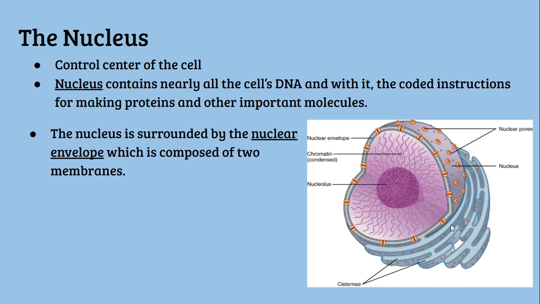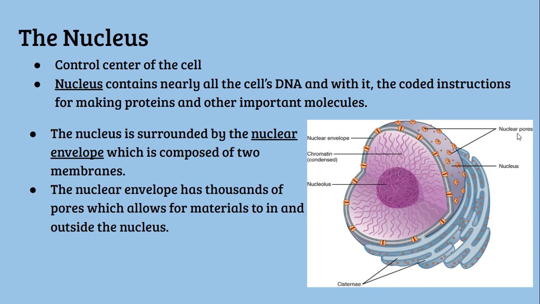The nucleus, kind of similar to the cell itself, is surrounded by a membrane known as the nuclear envelope. And you can see here the nuclear envelope possesses nuclear pores. We have pores in the nuclear envelope to allow certain items in and certain items out. It is both plant and animal cells that are going to contain a nucleus.